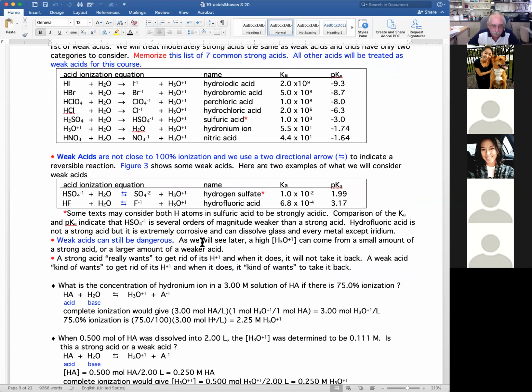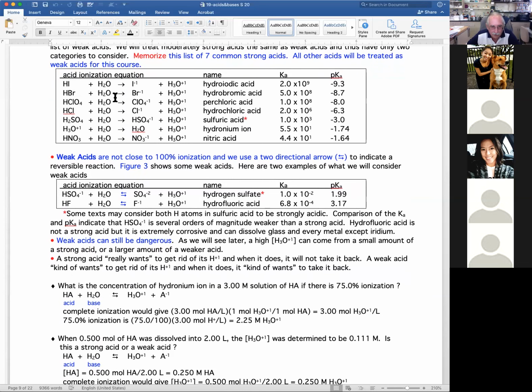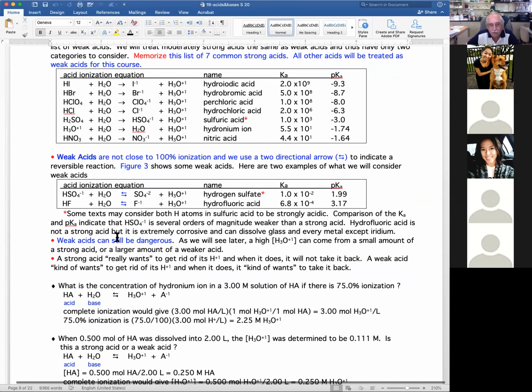So a couple of things. One-directional arrow, two-directional arrow. Huge Ka, smaller Ka's. Extremely small pKa's, not small pKa's. So weak acids can still be dangerous.